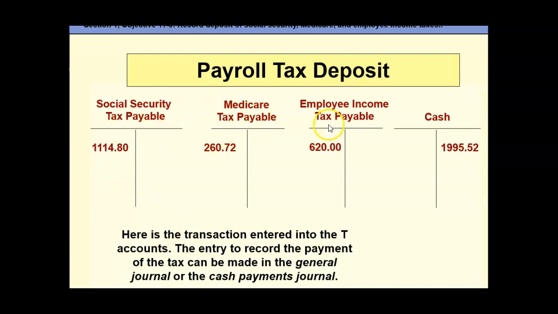And we're going to debit an account called employee income tax payable for the federal income taxes withheld from the employee's earnings. Because you're making a payment, you're going to debit the liability accounts to show the decrease in liability accounts. And because you're making a payment, credit cash, which is an asset. Cash is decreasing, and assets decrease on the credit side. So this will be the journal entry to record the payment made to the appropriate tax authorities.